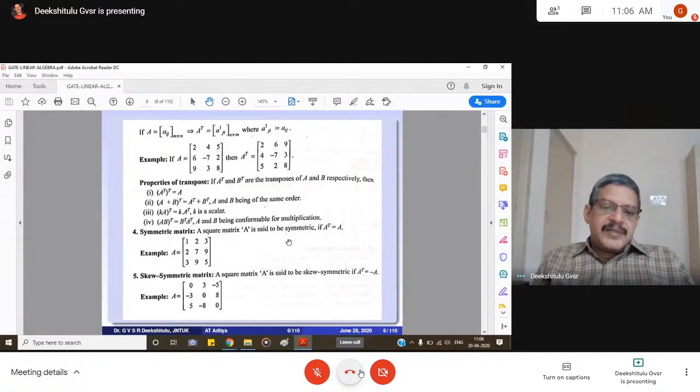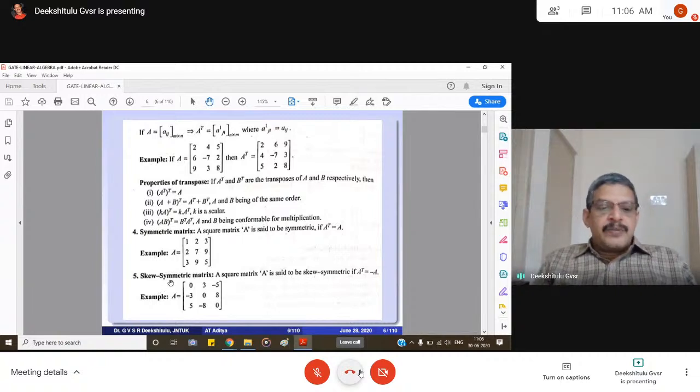Then the symmetric matrix. A matrix A is said to be symmetric if A and A transpose are the same. You transpose the matrix, then again if you get A, it is called a symmetric matrix. That means, for example, 1, 2, 3, 1, 2. Symmetric means the rows and columns are symmetric. The first row and first column are the same, the second row and second column are the same, the third column and third row are the same. Then it is called a symmetric matrix.